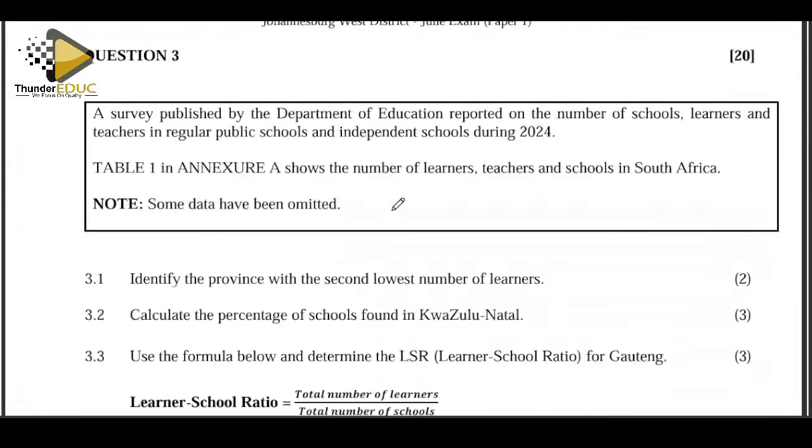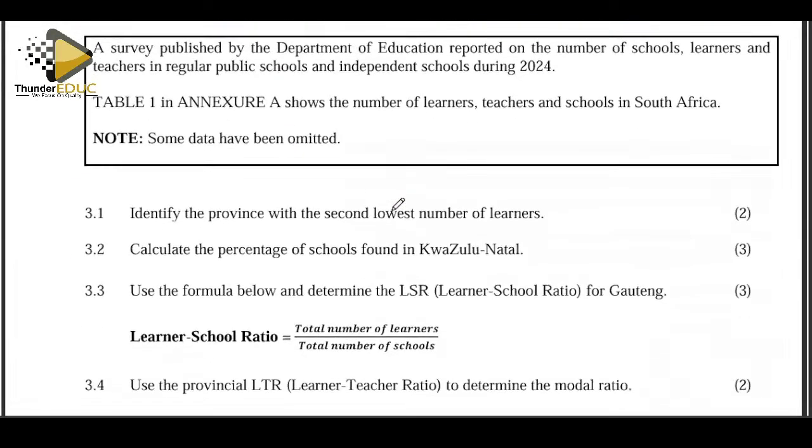Okay, we have question number 3. A survey published by the Department of Education reported on the number of schools, learners, and teachers in regular public schools and independent schools during 2024. Table 1 in Annexure A shows the number of learners, teachers, and schools in South Africa. Some data has been omitted. So we're going to use that Annexure A.